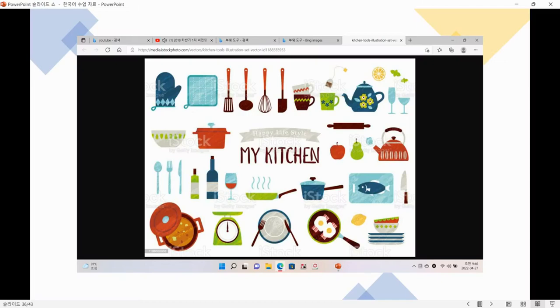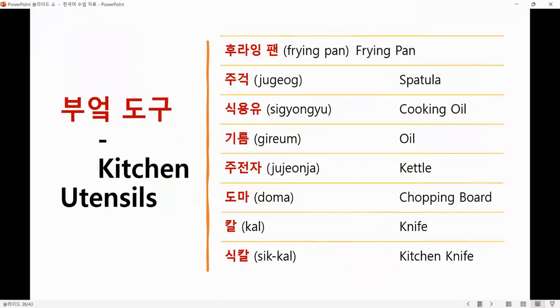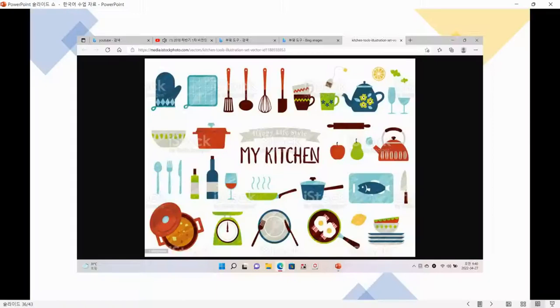We have the frying pan at the bottom beside the plate. Okay, frying pan, and we have chopsticks. Below the frying pan is jugok. What is jugok? Jugok is spatula.